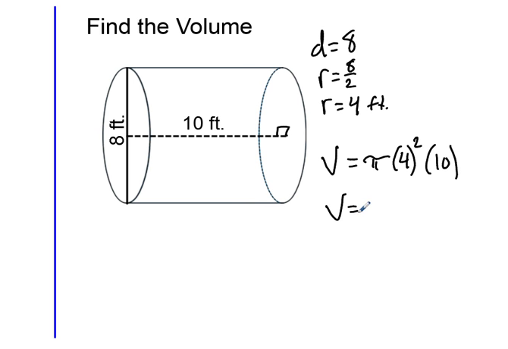Now it's time to use our calculators to do pi times 4 squared times 10. I get 502.7 feet cubed. So that covers it for our examples.